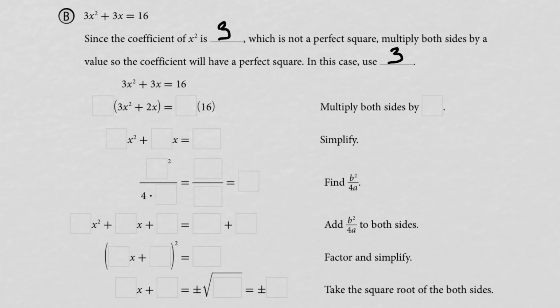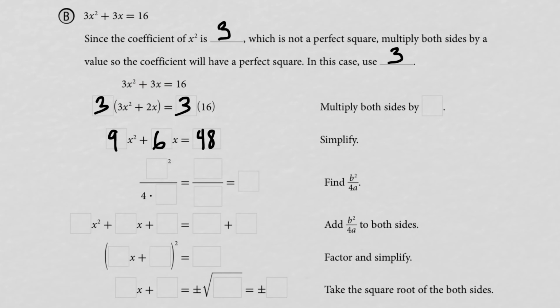That's a perfect square. So here's my equation, 3x squared plus 3x equals 16. I need to multiply both sides by 3. So I need to put a 3 here, and also on the right side, 3. Okay? So what I have now after I multiply by 3 is this. 9x squared plus 6x equals 48.